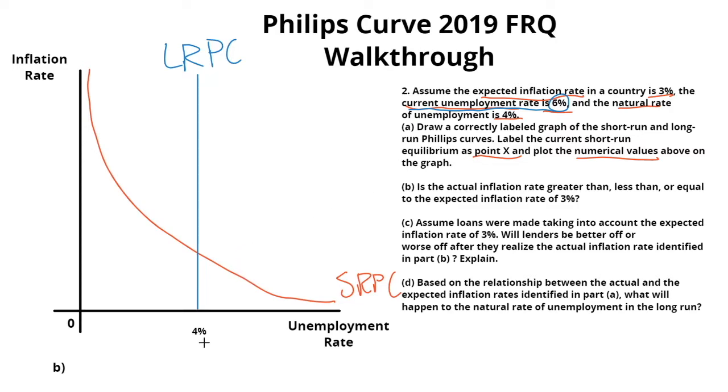Since it's a larger value, it will be to the right of the long run equilibrium. Let's just put it around the middle to make it clear. So we're going to label this 6%. We go from this 6% to the SRPC to find the short run equilibrium, which we have to label as X.